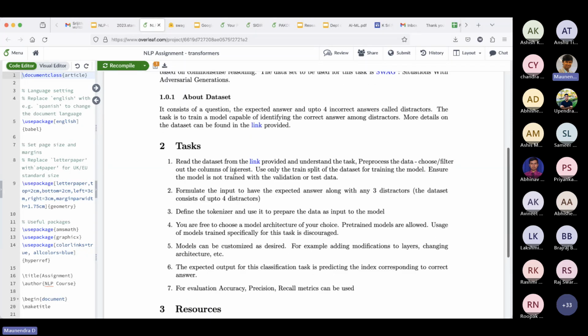So what you have to do is read the dataset, understand the task. You may need some pre-processing of the data. I mean, there might be some additional columns that you may need to filter out. And yeah, train only on the train split. And if you think that the data size is too large that you cannot handle, you can reduce it. You can use a subset of the data for training, even that is allowed. And ensure that you do not use the validation or test data for your training. So this is the data set, but how you'll formulate the problem, how you'll formulate the architecture, that's up to you.